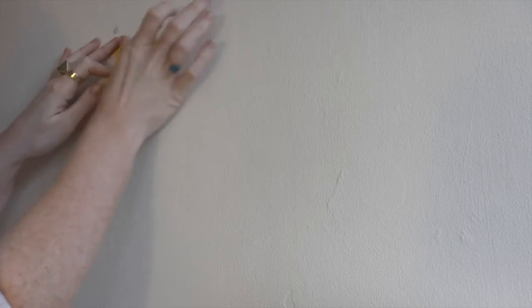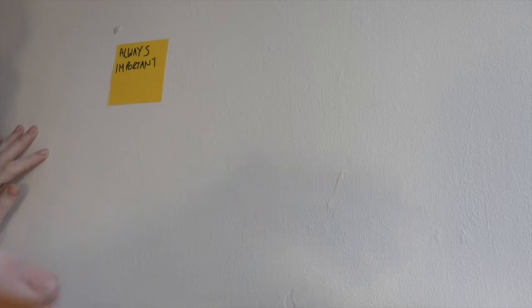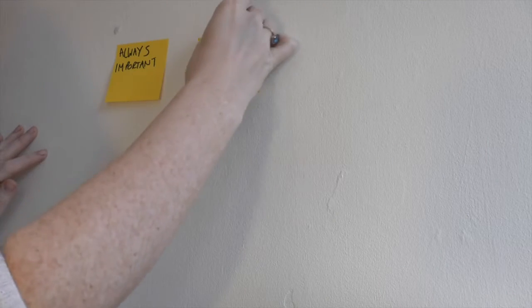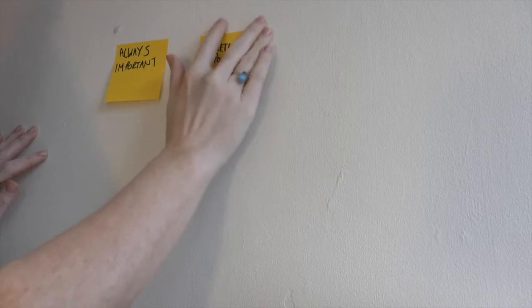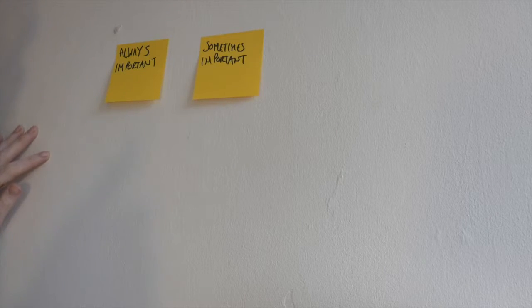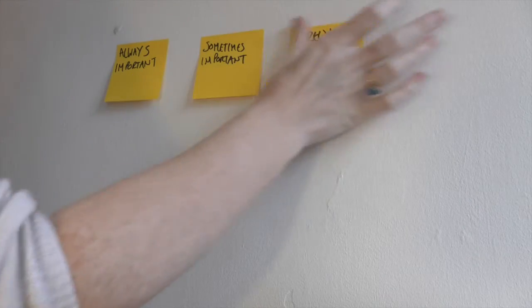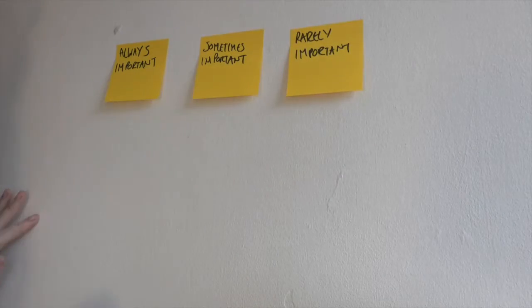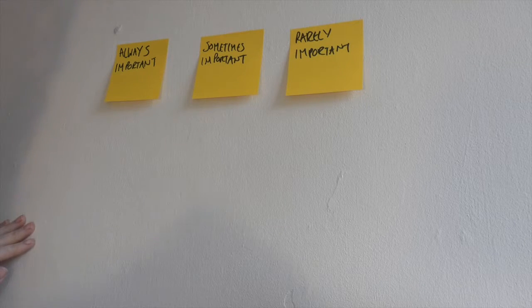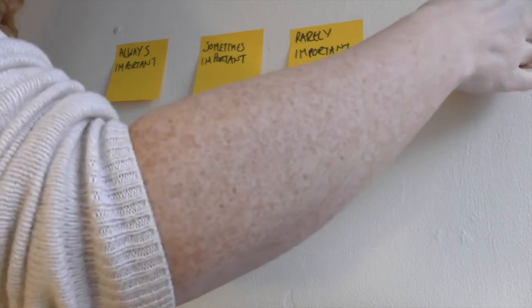have four headings. This one's always important: things that you need no matter what. Sometimes important is, actually this is quite important all the time, but there are some situations where it's just not possible, and that's okay. Rarely important is, sometimes this comes up and you think, actually, yes, it is important now, but it's just not something day to day that you need. And never important is, well, self-explanatory, things that are never important.